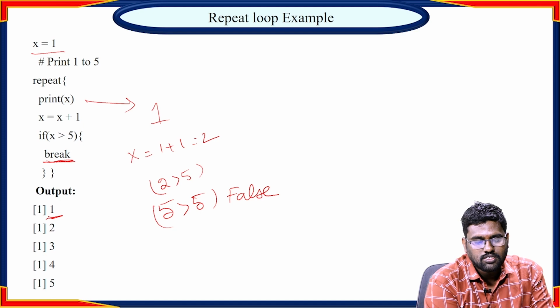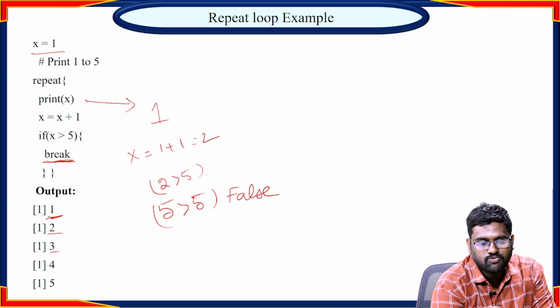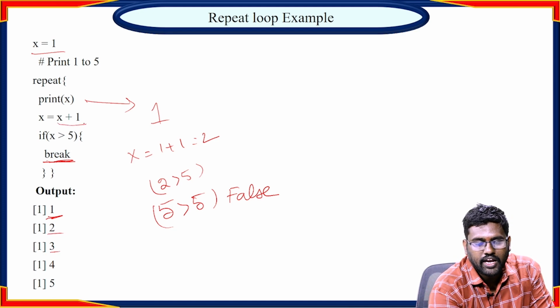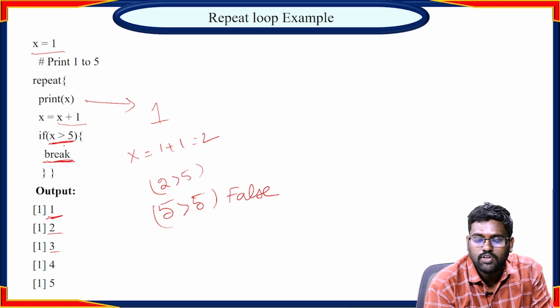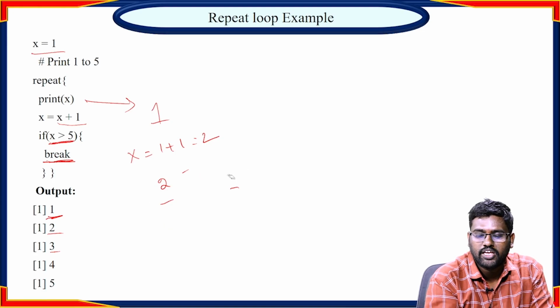So starting from 1, 2, 3 like this. First print 1. Next that will be iterated. Next check the condition. Like this they will check the condition until they reach the condition. When the condition fails, the given program will be stopped. So that is about the repeat loop and break statement.